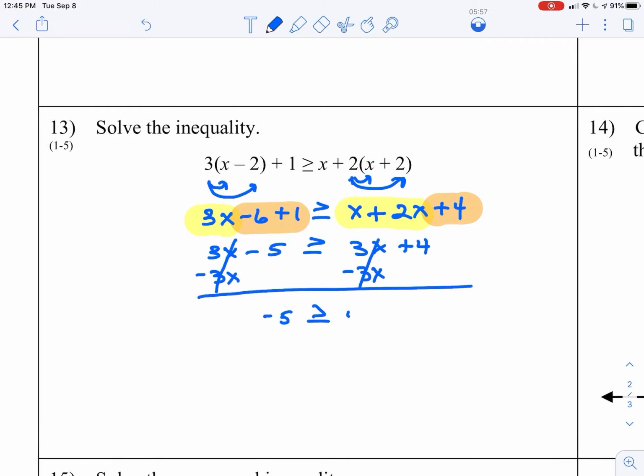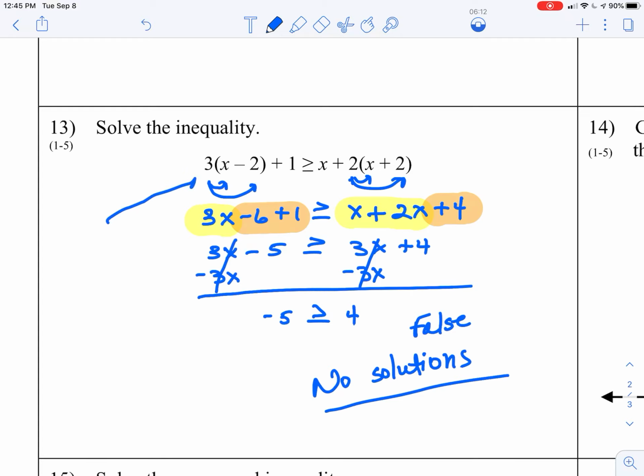So what am I left with here? Negative 5 is greater than or equal to 4. Is that true? Negative 5 is less than 4. So this is a false statement, which means there are no solutions to this equation. It doesn't matter what I can put in there for x.